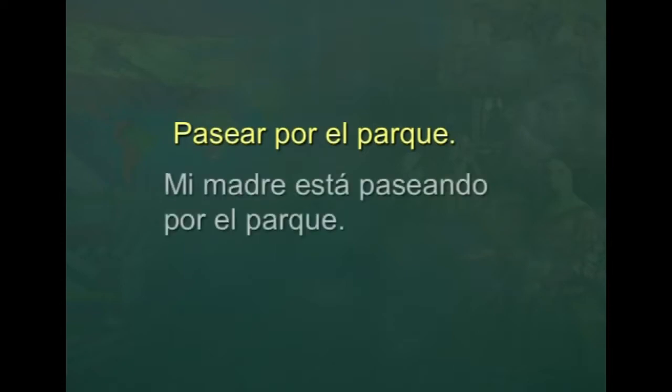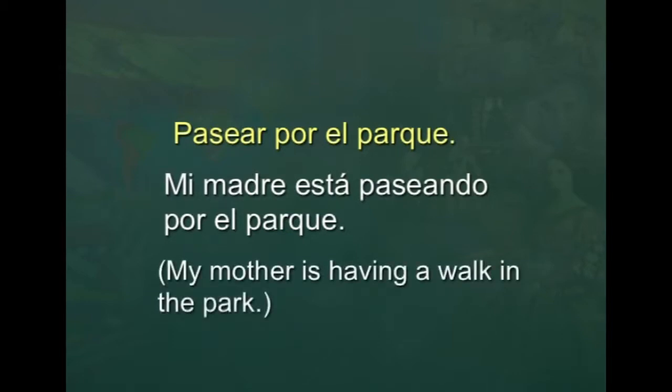The next verb is pasear por el parque. You have to use it for your mother. How will you say? Just see the verb carefully. It's for your mother. So you can say, mi madre está paseando por el parque. My mother is having a walk in the park. Have you said like this? Muy bien. You're doing well so far.